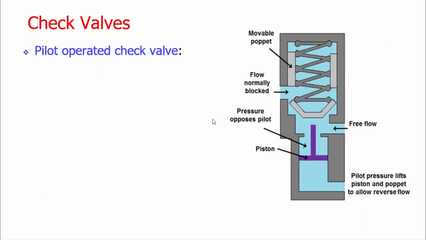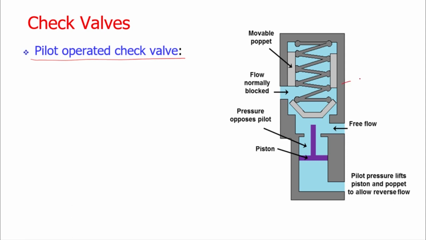Now instead of using the inline pressure of the fluid to operate the valve, in case we need to utilize the external pressure, the outside pressure, to operate the valve. When we are using such an arrangement, when we are using the pilot pressure to operate the check valve, that type of valve is called the pilot operated check valve. The construction of the pilot operated check valve can be seen on your screen.